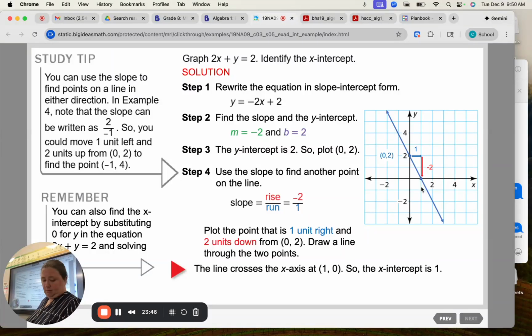Excellent. I'm just checking for questions. And then go over, then go down. Over 1, down 2.